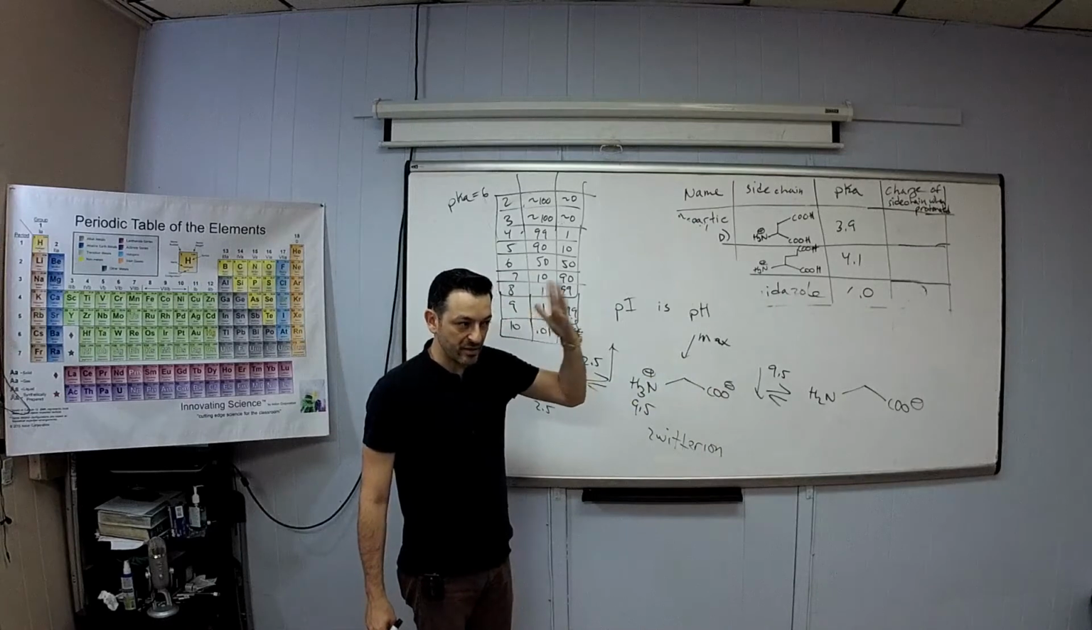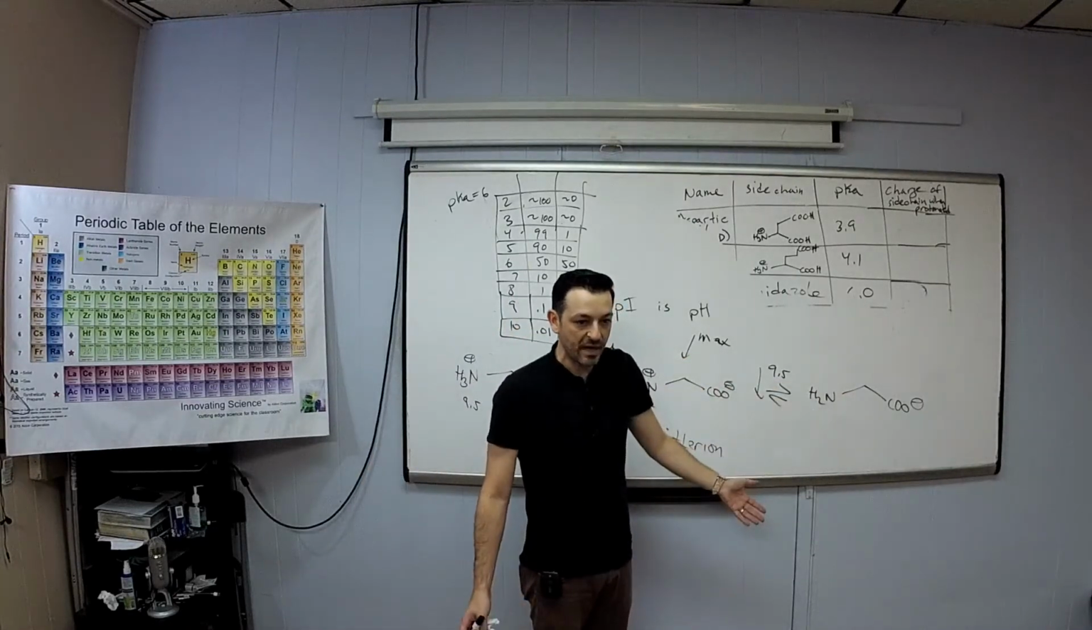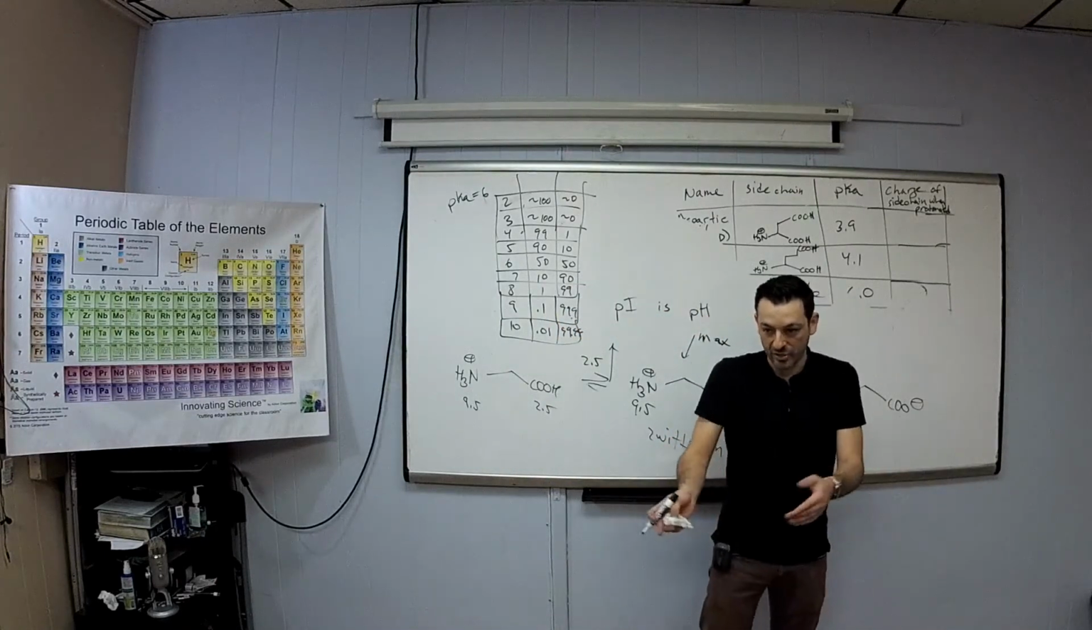Now, theoretically, think hypothetically here. Will it ever be possible that it's the average of every pK? It can't be the average of every pK. It would have to be the average of one and the next number somewhere that would be the isoelectric point.